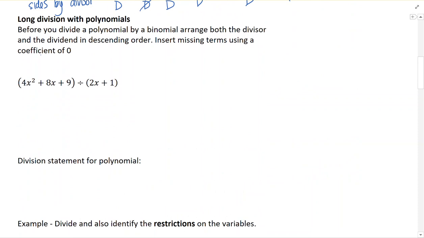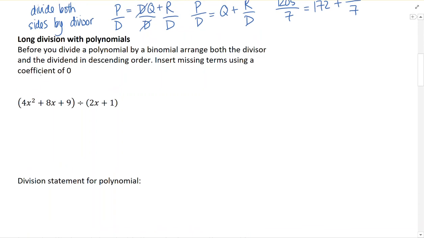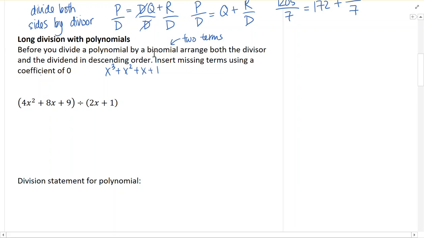Unlike the example we looked at before, one thing you have to be mindful of is the situation we're looking at is always a polynomial by a binomial. Binomial just means there are two terms. And before you divide the polynomial by a polynomial, arrange both the divisor and the dividend in descending order. What I mean by descending order is you're looking at those variables, and something like this is what you would want. So something to the power of 3, 2, 1, all in order.